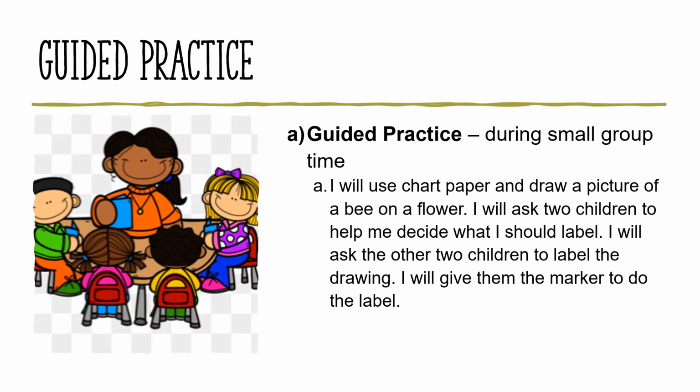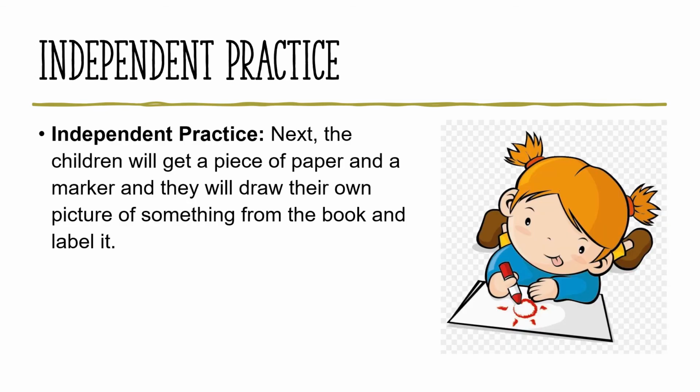And I'm going to ask 2 of the children to help me decide what should I label. So I will ask them, look at my picture of the bee on the flower. What should I label in my picture? And those 2 students will give me the answer of what I should label, and then I'm going to choose the other 2 or 3 students. I'm going to give them a marker, and I'm going to have them come up and actually write on my chart paper the label for the drawing. And they can use invented spelling, draw it however they need to. And that will be the end of my guided practice. And then I'm going to move into independent practice.